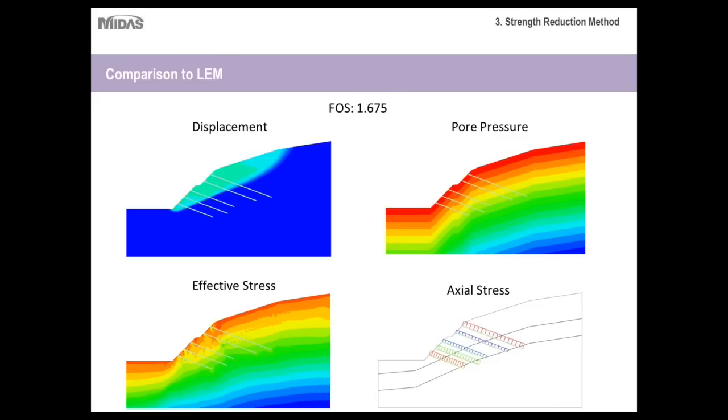Anyway, so that's just the main thing to remember, is that the strength reduction method is used for higher end analysis, whereas the limit equilibrium method is used for when your only concern is just the factor of safety. Whereas with the strength reduction method, you get the factor of safety along with several other results that depending on your project may be of interest to you.